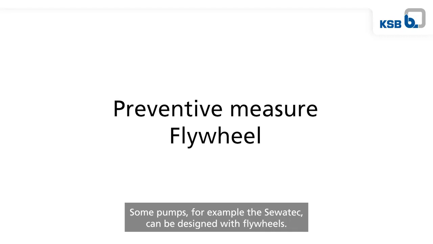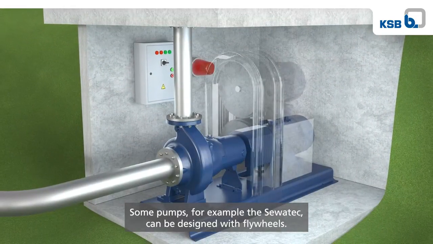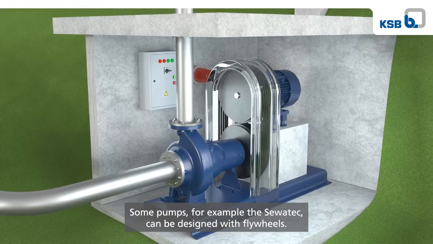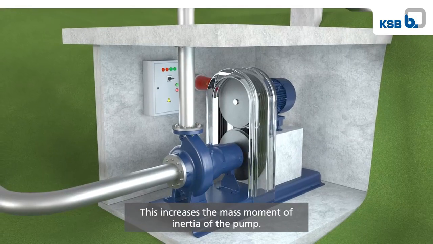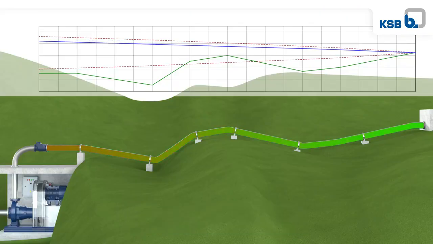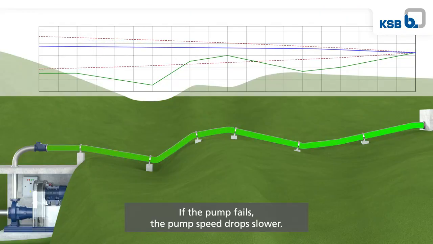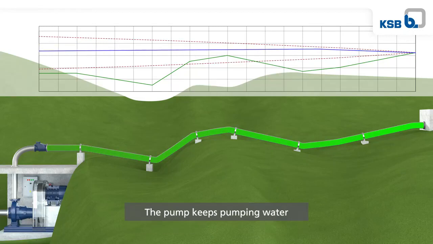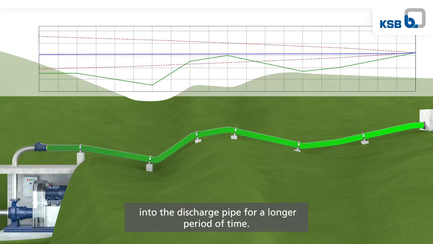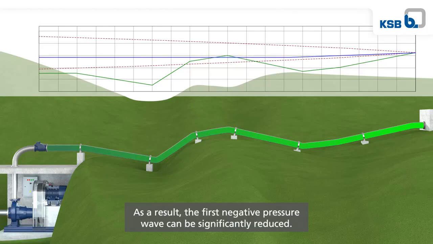Some pumps, for example the Savertech, can be designed with flywheels. This increases the mass moment of inertia of the pump. If the pump fails, the pump speed drops slower. The pump keeps pumping water into the discharge pipe for a longer period of time. As a result, the first negative pressure wave can be significantly reduced.